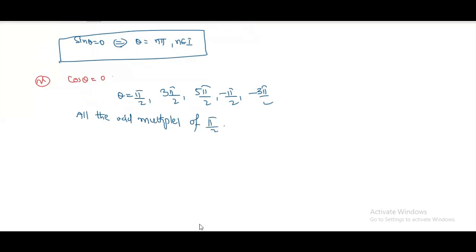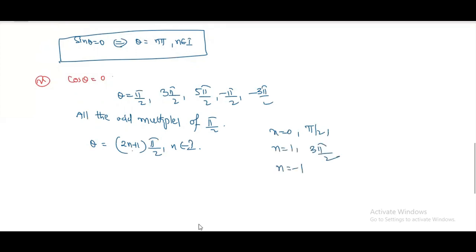So the general form of odd multiples is 2n plus 1 into pi by 2, where n belongs to integers. If you want, you can verify it. Substituting n is equal to 0, we get pi by 2. When n is equal to 1, it will be 3 pi by 2. When n is equal to minus 1, it is minus pi by 2. So for different values of n, we get different theta values. For all these odd multiples of pi by 2, we get cos theta as 0.